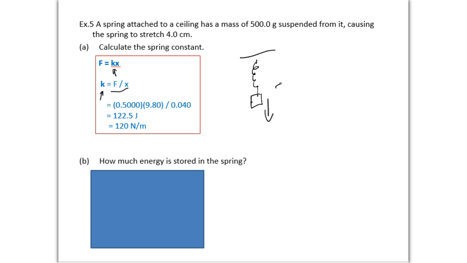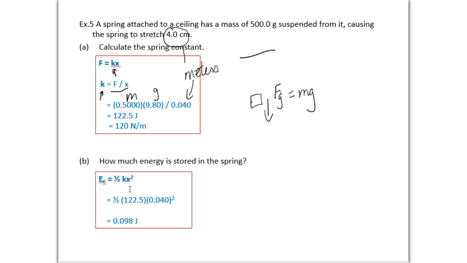The downward force comes from gravity. So here you have a mass times gravity, and don't forget the mass has to be in kilograms, divided by the distance that is stretched, and centimeters has to go to meters. And now you have your spring constant. And the last question, how much energy is stored in the spring? So you need to find the elastic potential energy. And same calculation as before. Alright, that finishes this section.